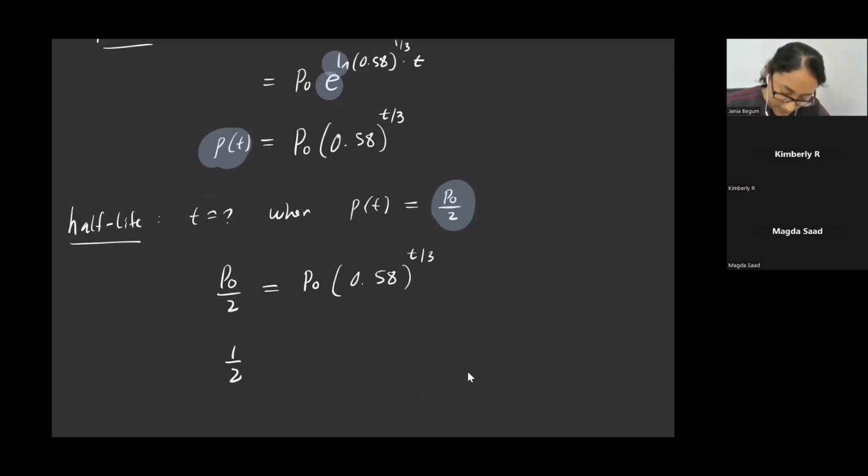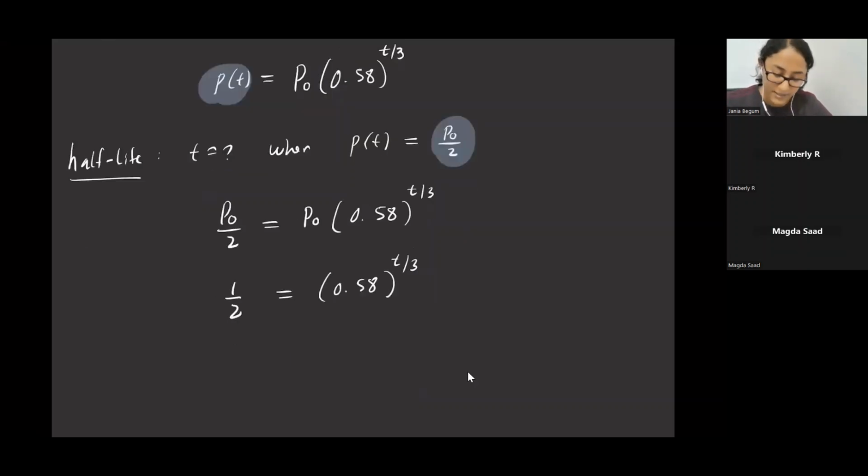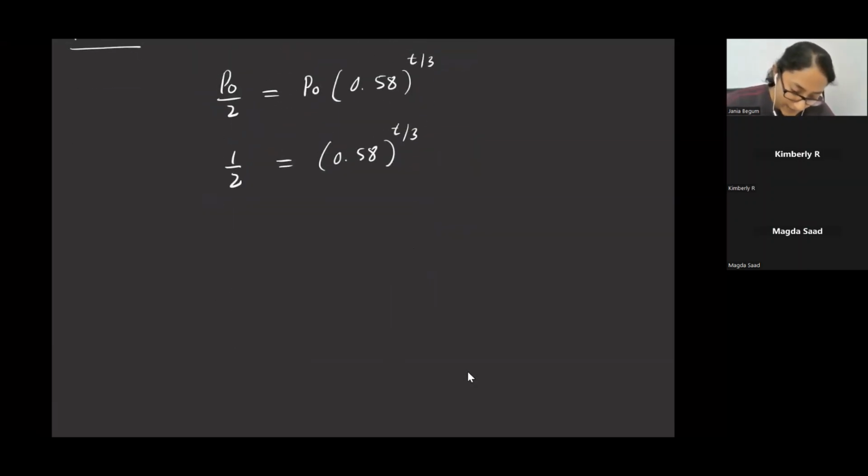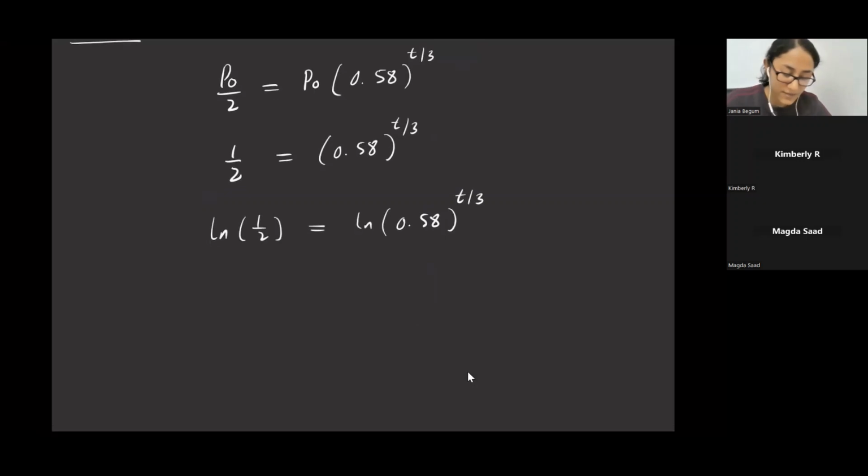So you have 1/2 on the left is equal to 0.58 to the power t/3. And now we can take natural log again to solve for t. So this is ln of 1/2 is equal to ln of 0.58 to the power t/3. Now here again, you're going to use the laws of logarithms to bring this forward. So you'll have ln of 1/2 is equal to t/3 times ln of 0.58.